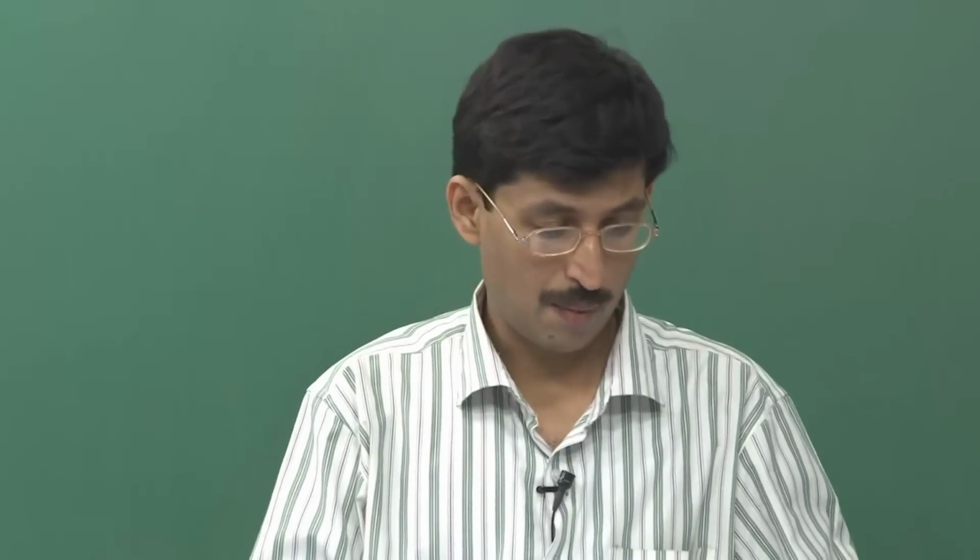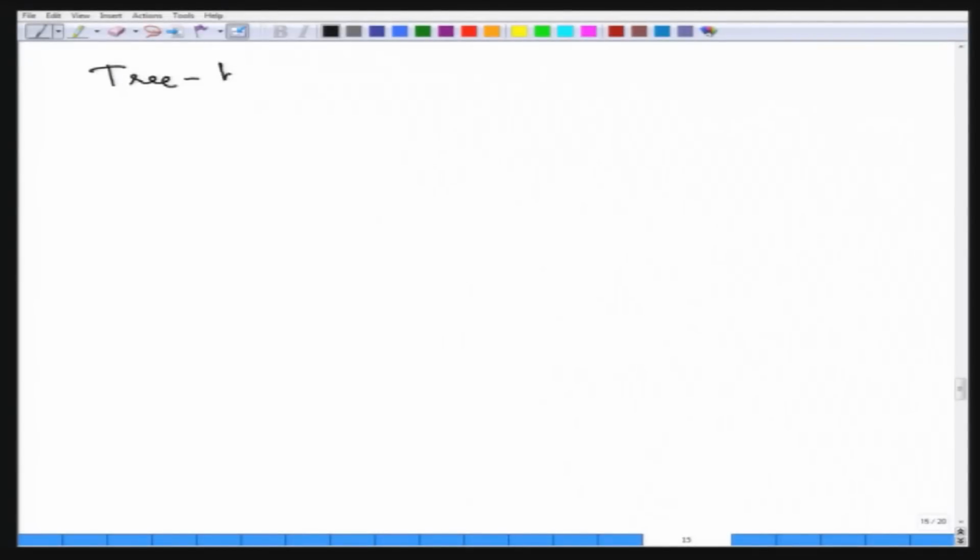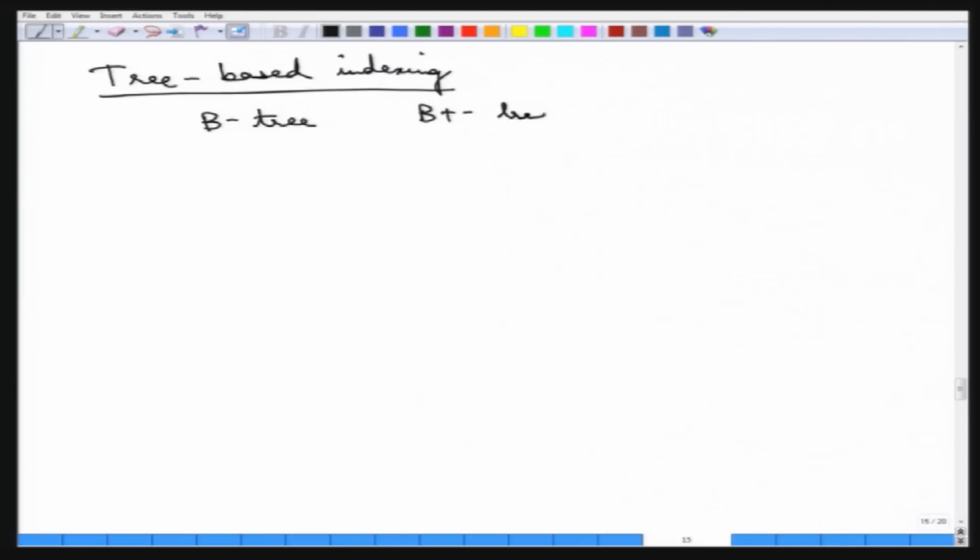So next we will start on one very important type of indexing, which is the tree based indexing. And we will cover two important structures in this, the B tree and the B plus tree. So these are for indexing the data on the disk. The disk is sometimes called the secondary storage. So these are disk aware designs.